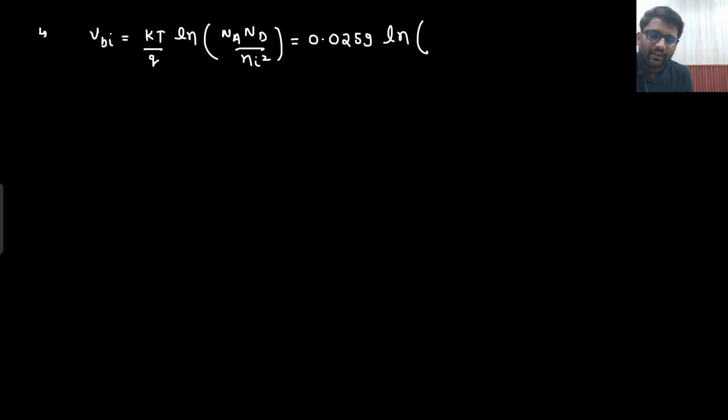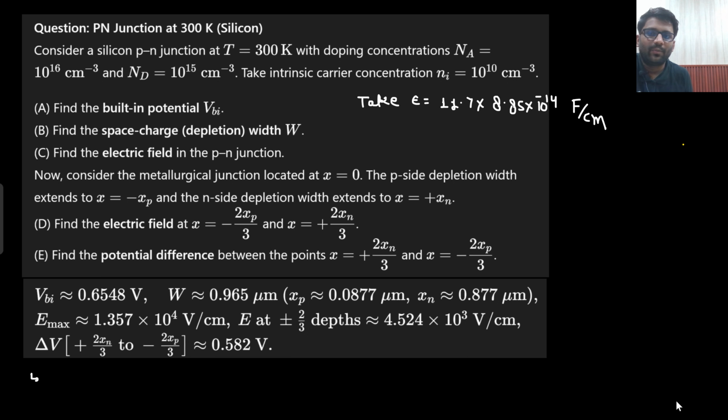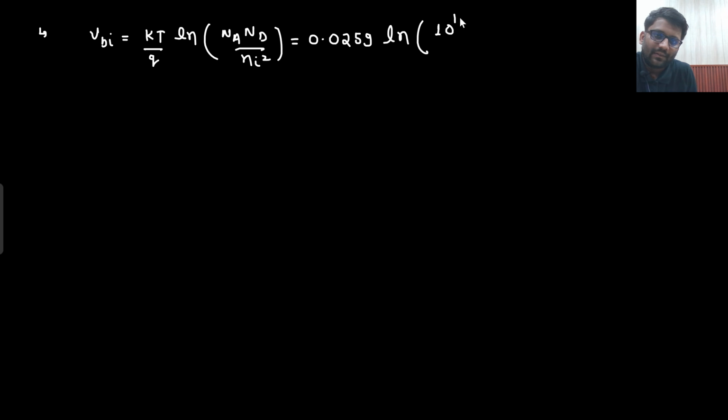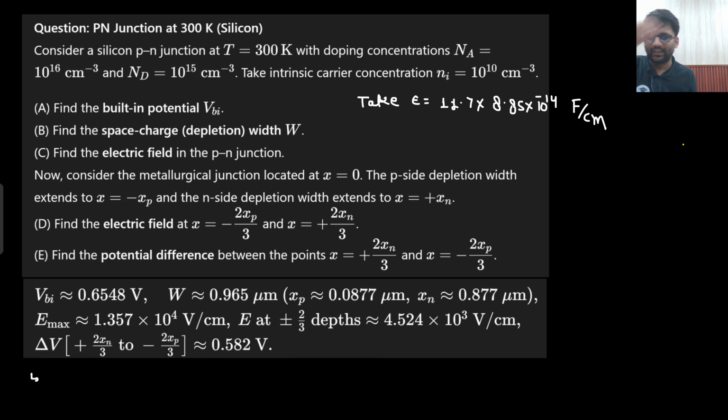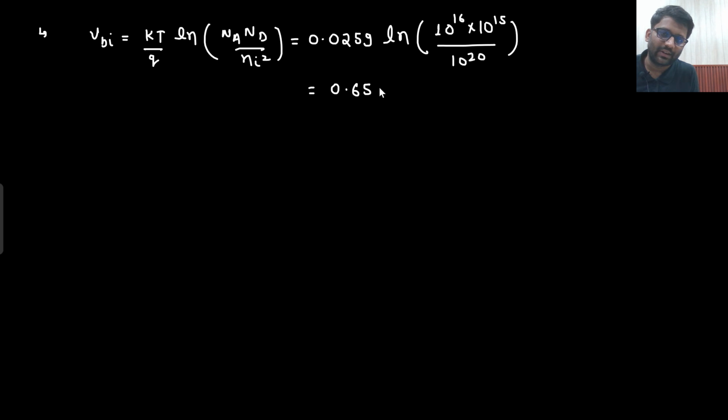Okay, ln(NaNd/ni²). Na into Nd would become 10 to the power 31, divided by ni squared, which is 10 to the power 20. 10 to the power 16, 10 to the power 15, 10 to the power 20. So you will solve this and get the answer, 0.656 volt. They are giving 0.6548, so whatever it is, you can get about 0.656 volt. So this is the answer of the first one.